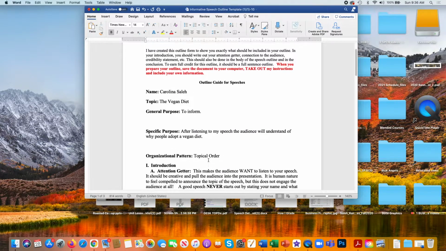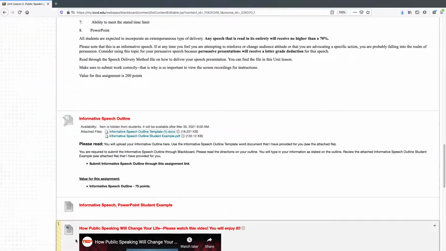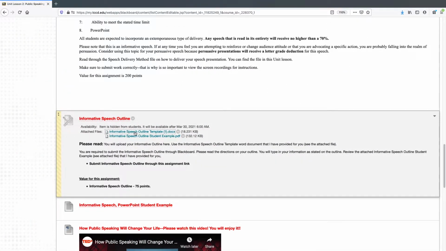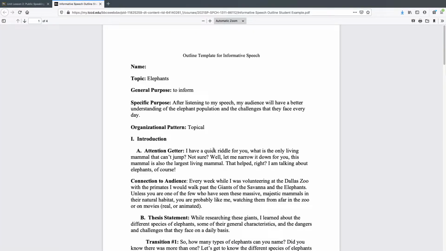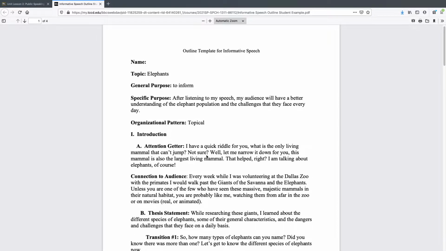So that's the outline template. So let's go back. Okay. Now I've gone over the outline template with you. I'm going to go ahead and open up this informative speech outline student example. So this is a student example outline template for their informative speech.